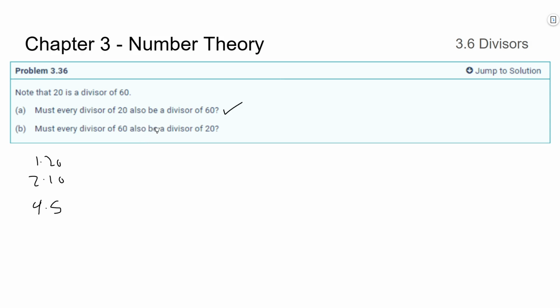But must every divisor of 60 also be a divisor of 20? Well, let's start with divisors of 60. We have 1 times 60. Well, already got one that's not. 60 is not a divisor of 20 because here's all the divisors of 20 and 60 is not in there. So no.